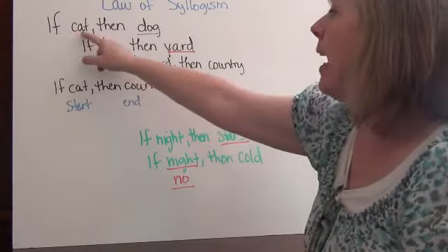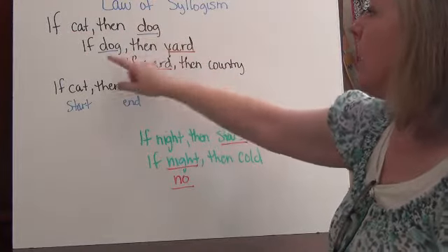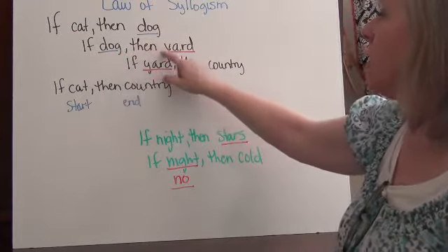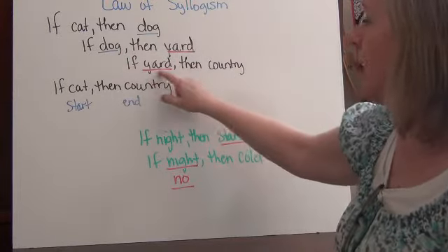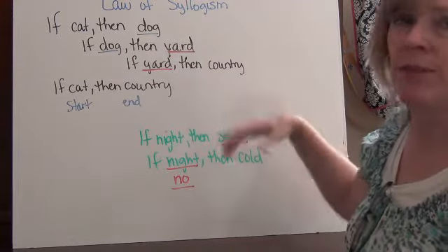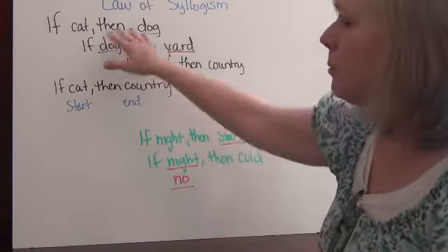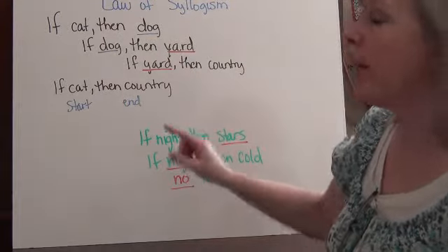If an animal is a cat, then it is not a dog. If it is not a dog, then it does not stay in the yard. If it does not stay in the yard, then it does not live in the country. I'm just making this up. It means I just did abbreviations for you. But what I want to point out to you is this.